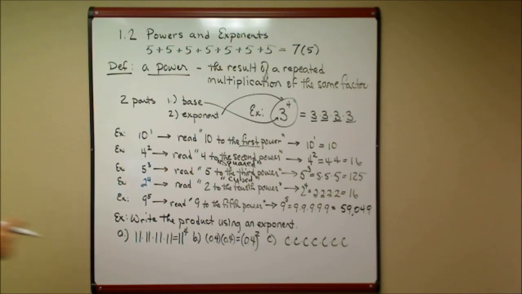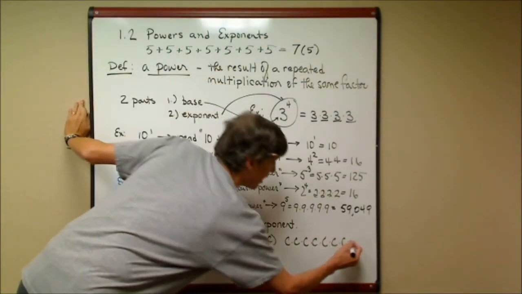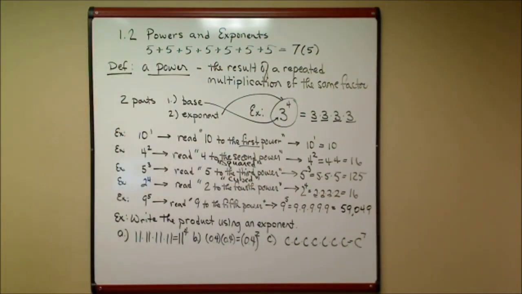And this next example, I've got to count them. 1, 2, 3, 4, 5, 6, 7. I have 7 factors of c, so I'm going to write that as c raised to the 7th power.